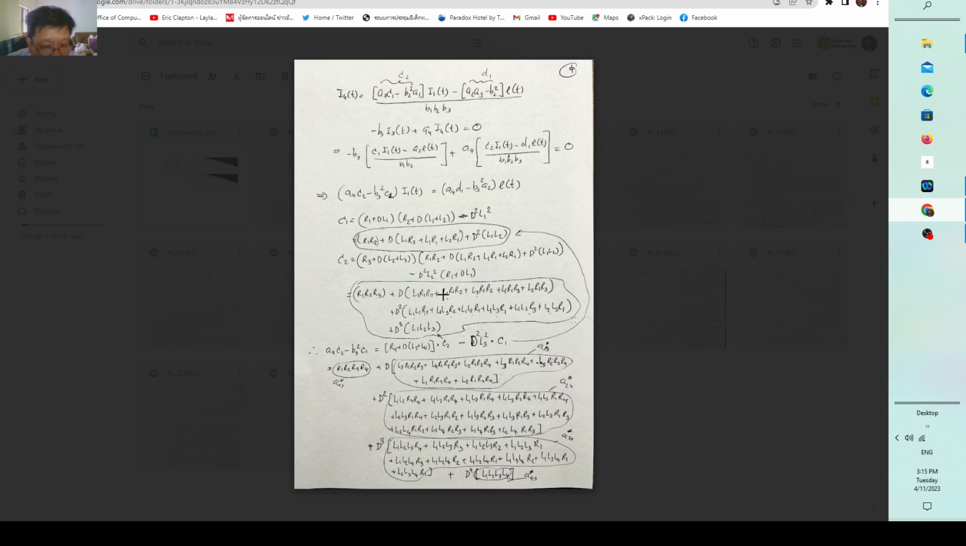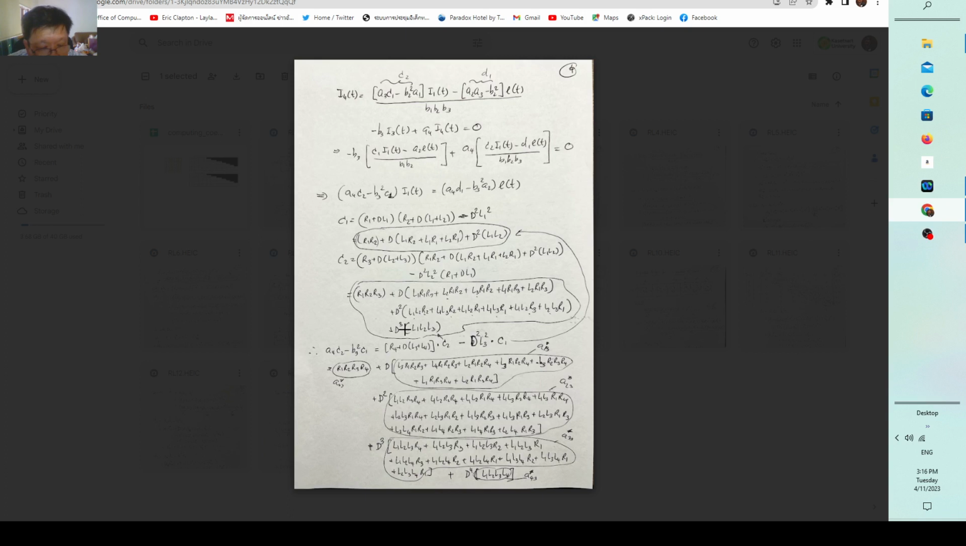You have 5 terms here, 1, 2, 3, 4, 5. And then you have another 6 terms here, 1, 2, 3, 4, 5, 6. And also you have an additional d square term: you have this term multiplied by this, and then this term multiplied by this.